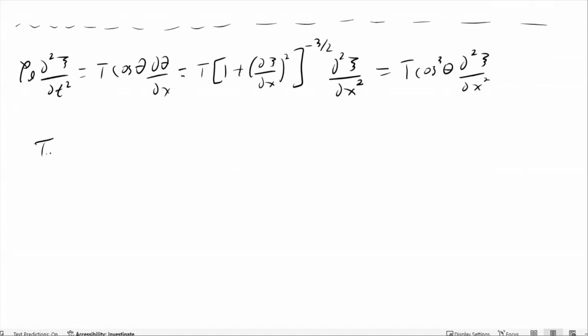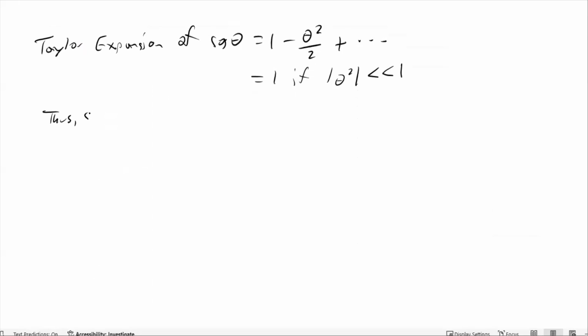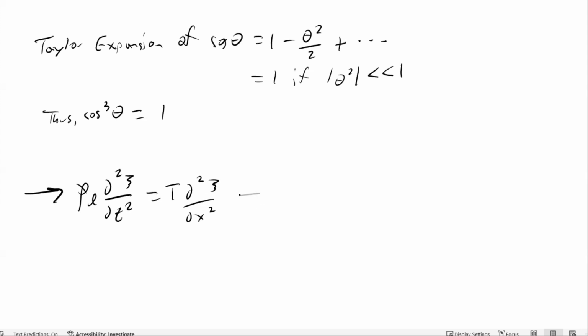Well, then we simply note the Taylor expansion of cosine theta, which is equal to 1 minus theta squared over 2 plus higher order terms, which is equal to 1 if the absolute value of theta squared is much less than 1. Again, this is a small angle. Then cosine cubed theta is approximately equal to 1, which gives us the linear wave equation for waves on a string, which is written here.